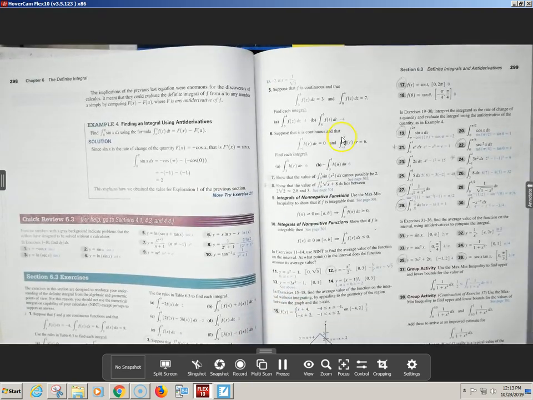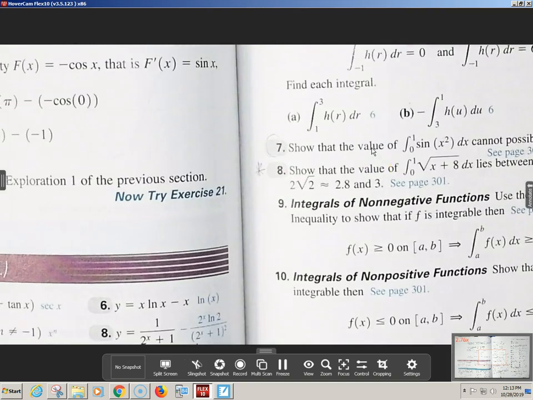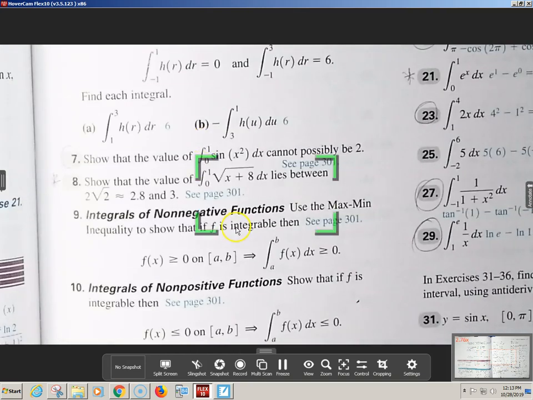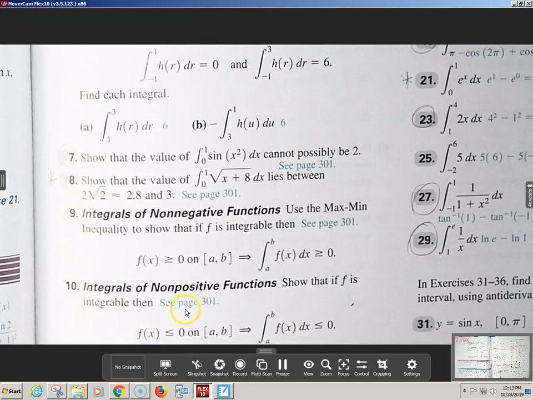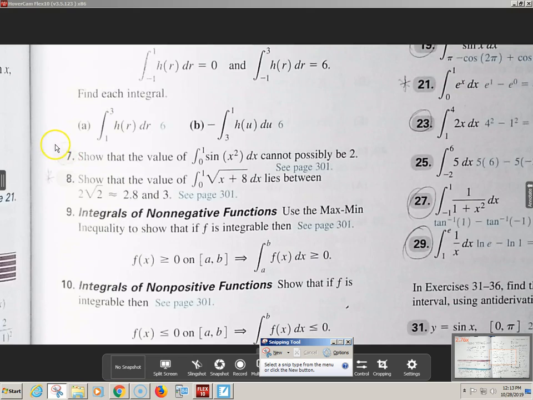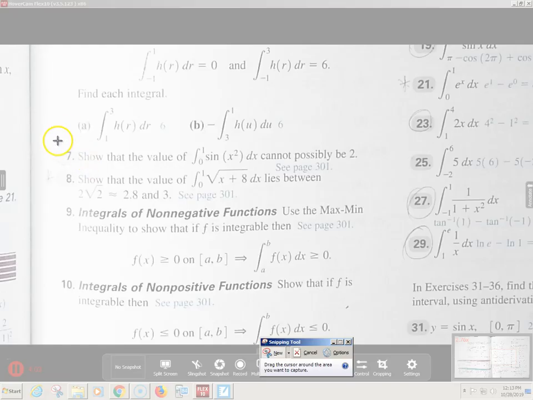Show that the value cannot possibly be 2. Whoa! It's like I'm supposed to know what this falls in between, even though I have absolutely no way of solving for the antiderivative. This sounds very AP concept-ish, right? Why did I choose this one? Because I liked it. And it made you ready.